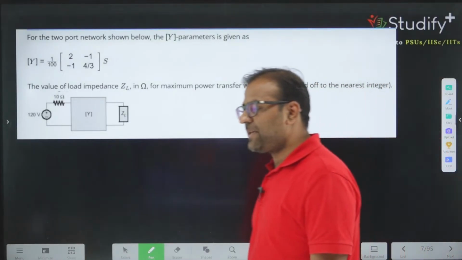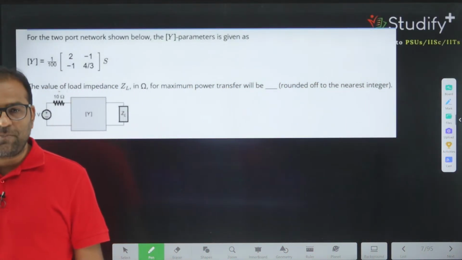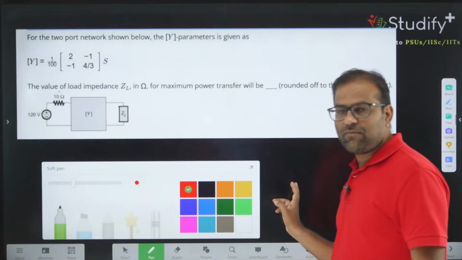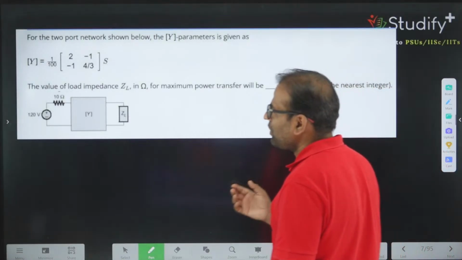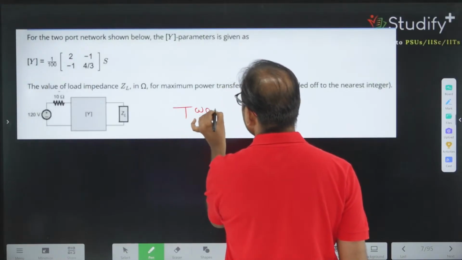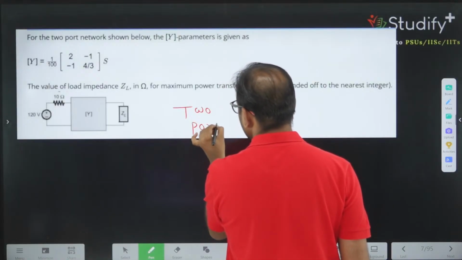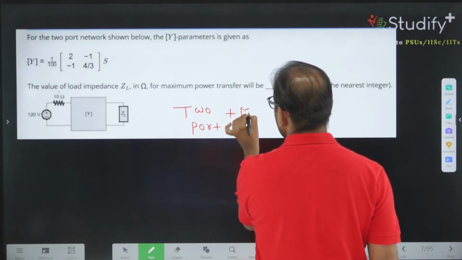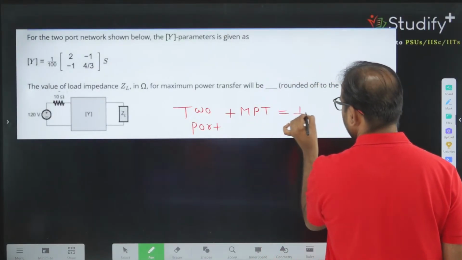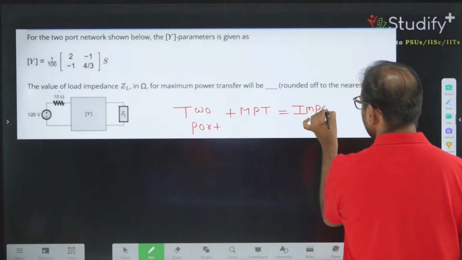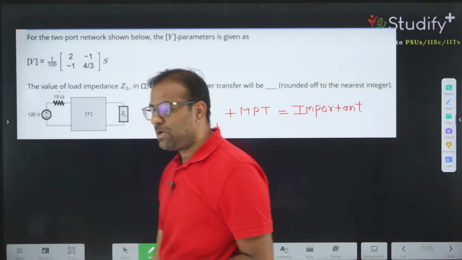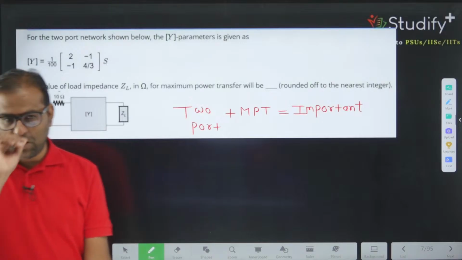Again, one question is based on maximum power transfer. This is a very important category of question, when two-port is mixed with the maximum power transfer theorem. Two-port plus maximum power transfer is a very important category of question. So how can we calculate this?